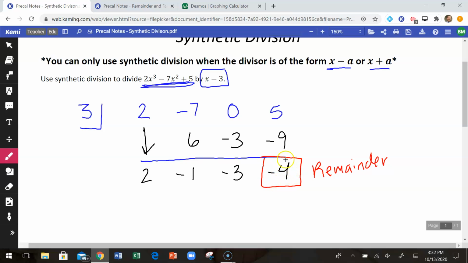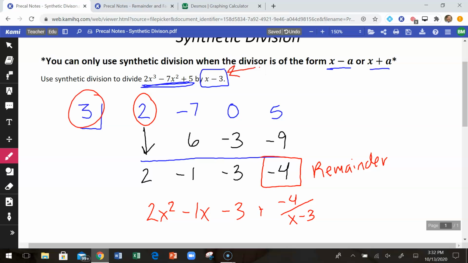So there's our remainder. And then since we took something that was cubic, 2x to the third, and we divided by a linear thing, x minus 3, what happens is you go down 1 degree. So this was an x cubed, now it's an x squared. So what I have is 2x squared minus 1x minus 3, and then a remainder, so I'm just going to say plus negative 4 over what we divided by, which was x minus 3. So be careful, don't say over 3, say over x minus 3, because that's what we actually divided by. And that is my answer using synthetic division.